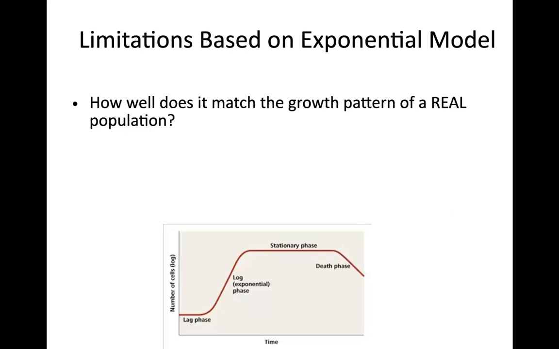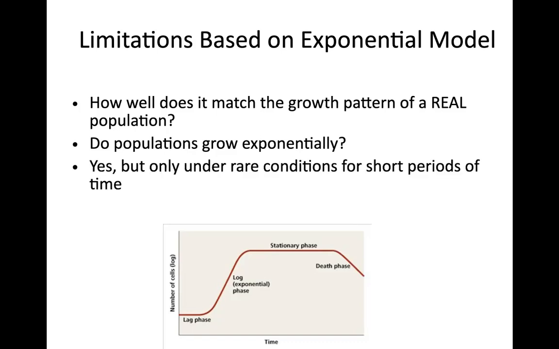So how does the exponential model match the population growth pattern of a real population? Basically, if there are no limitations and you have an infinite amount of living space, resources, and food, then any population has the potential to grow exponentially, but they don't. So it's the job of scientists to ask: what are the factors that limit population growth? Populations can grow exponentially, but only under rare conditions for short periods of time.